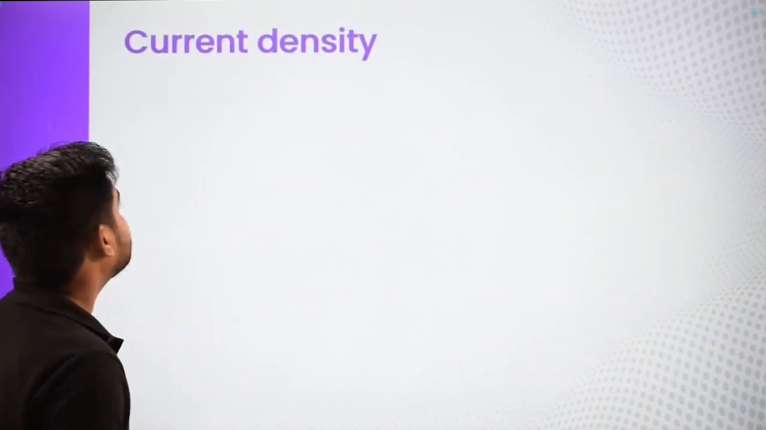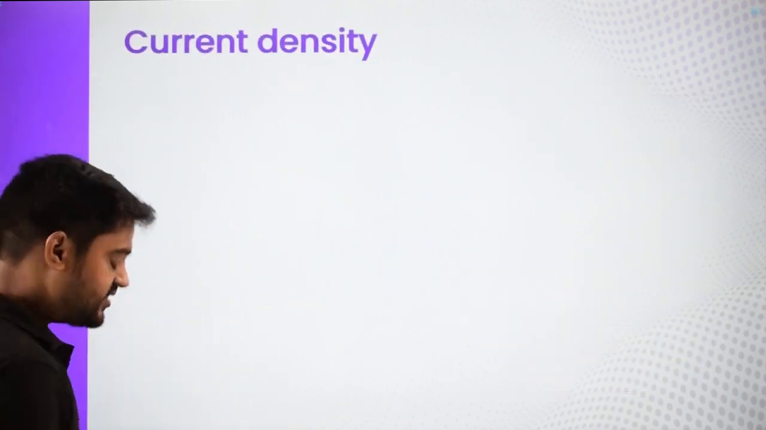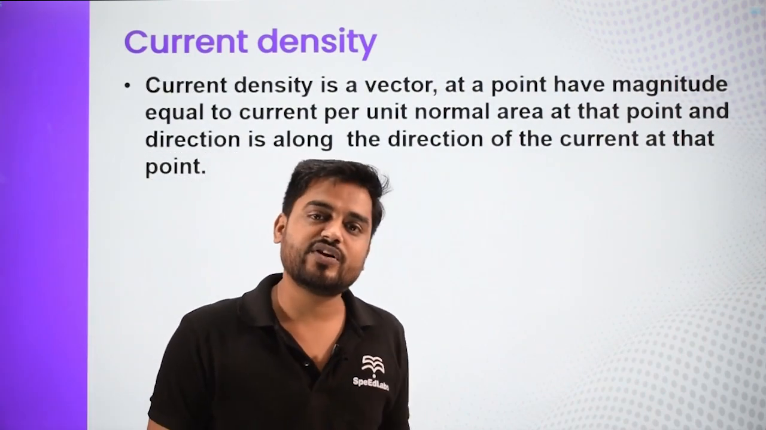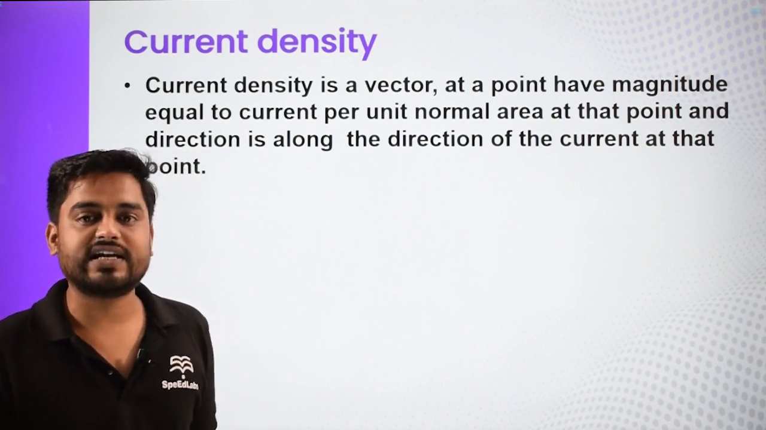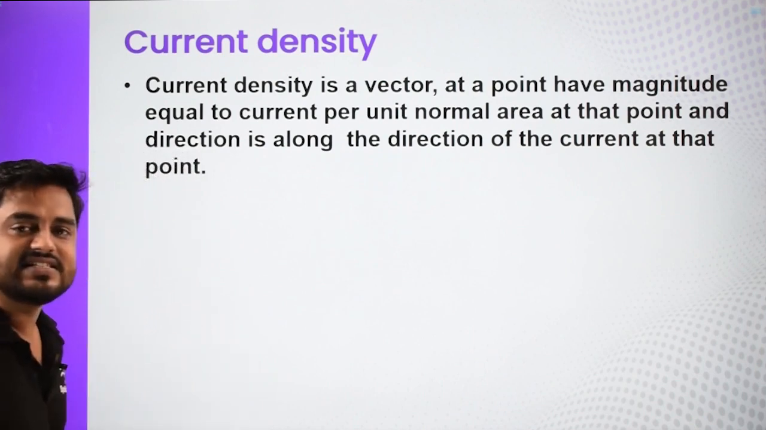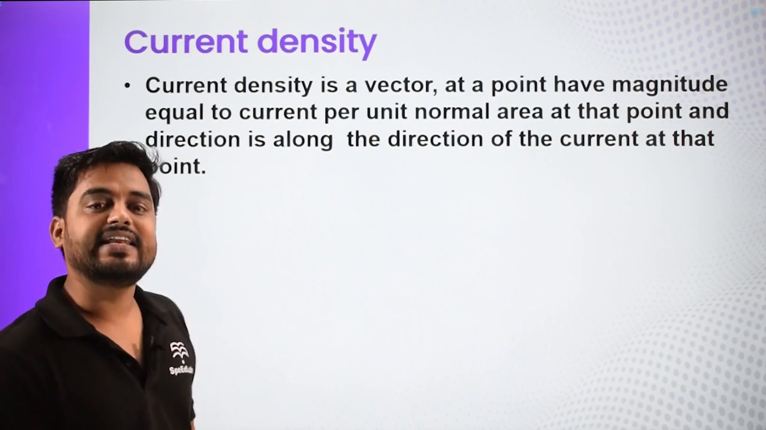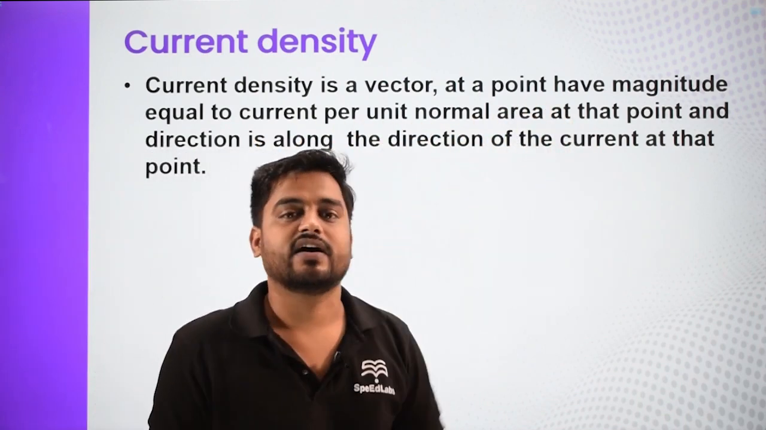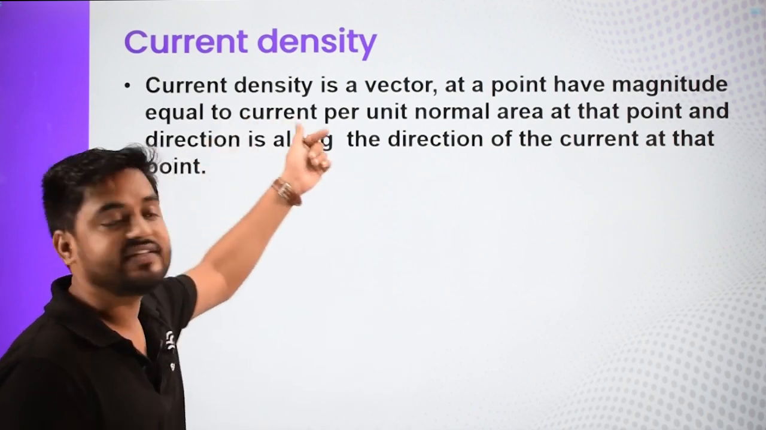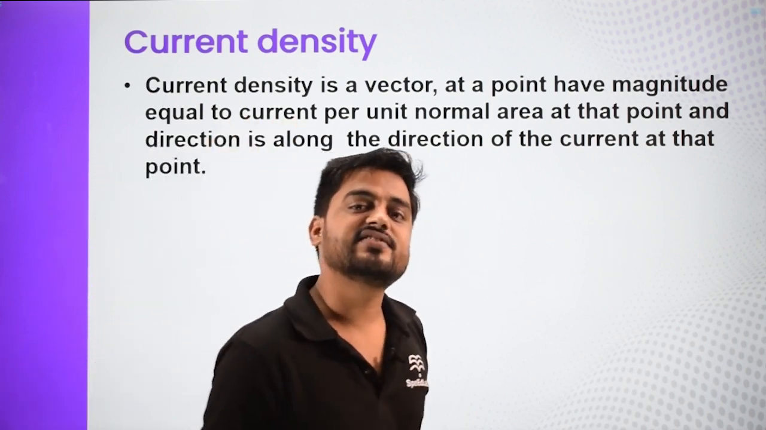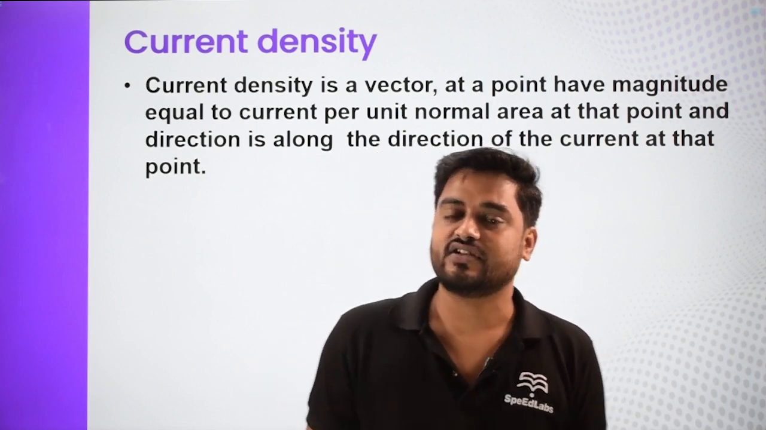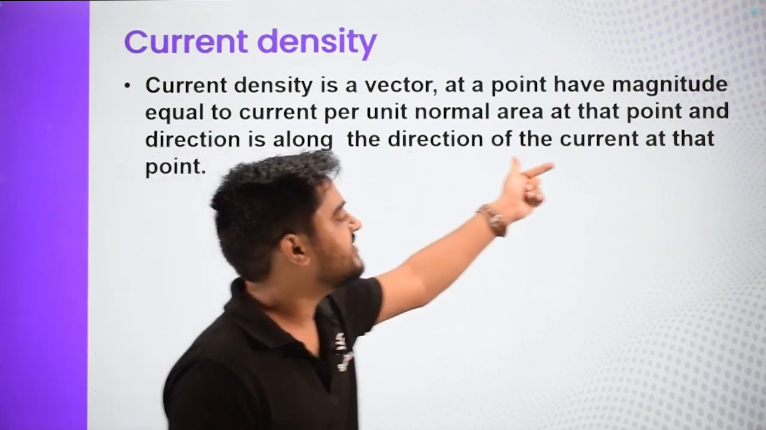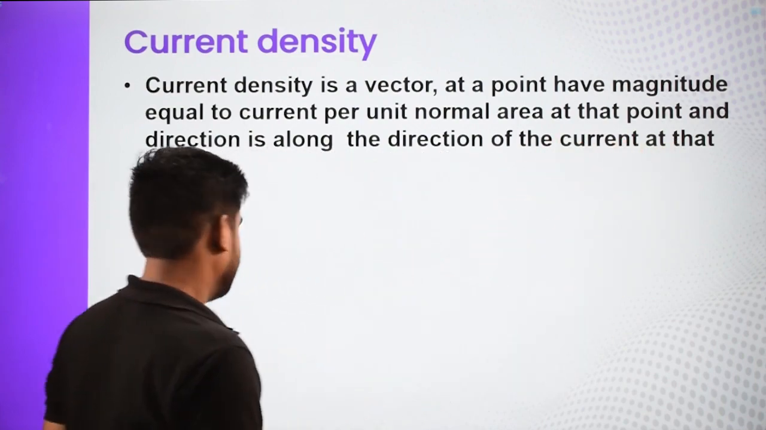Now let us discuss the next section, that is current density. So what is current density? Normal density is basically mass per unit volume, mass per unit area, mass per unit length. So similarly, current density is defined as current per unit area. We'll say that it is defined as current per unit normal area, and current density is a vector quantity, while current itself is not a vector quantity. So what is the direction? Direction of current density is taken as the same as the direction of the current.